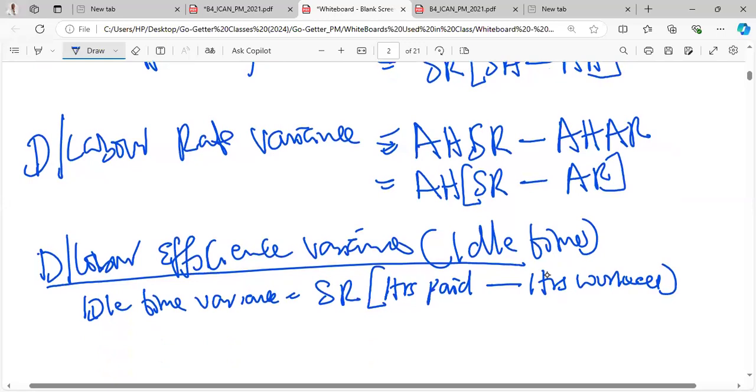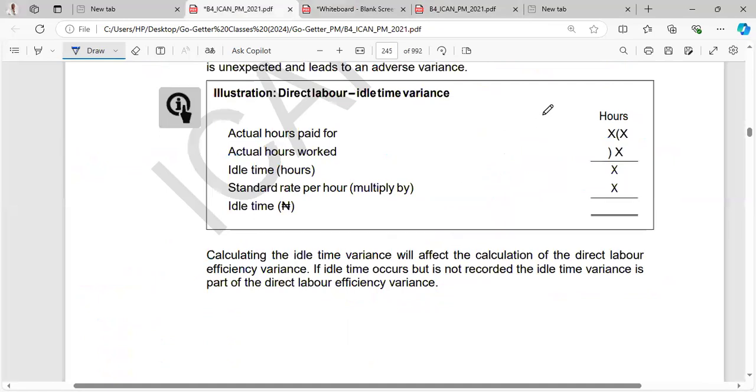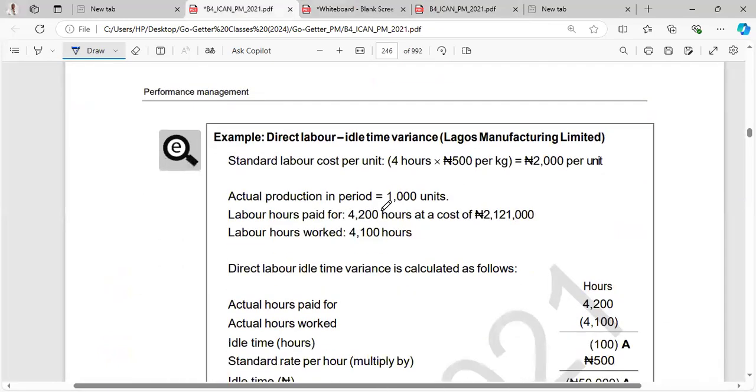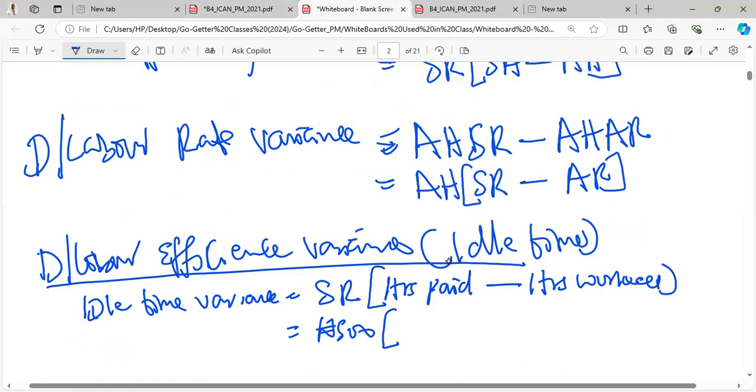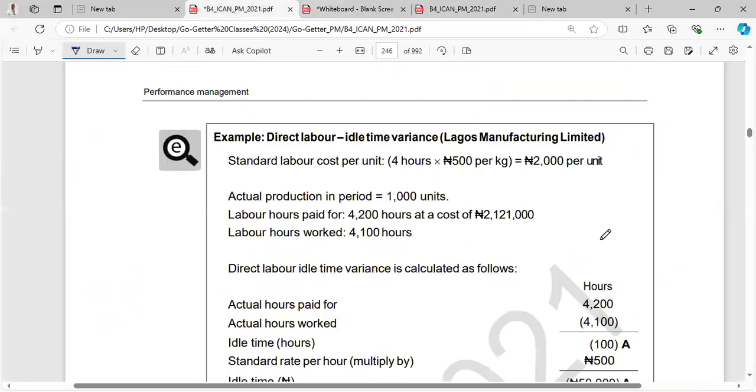So what happened here is you have 500 naira that you are paying. You paid for how much? Let's see how much you paid for. They paid for 4,200 hours. That is what they paid for. Now, how many hours was worked? How many hours was worked? 4,100 hours.